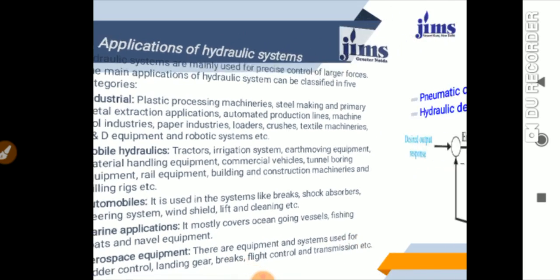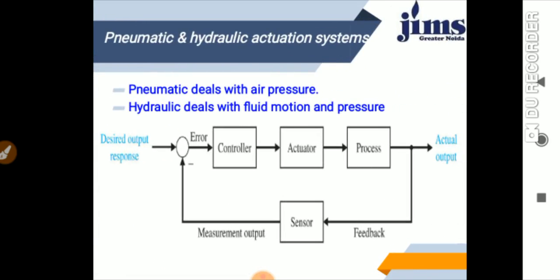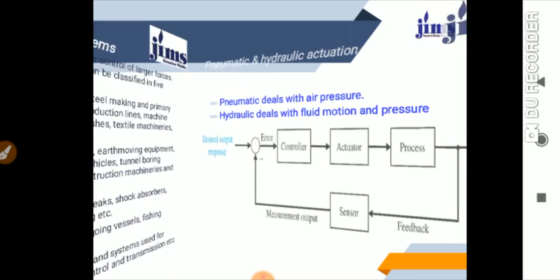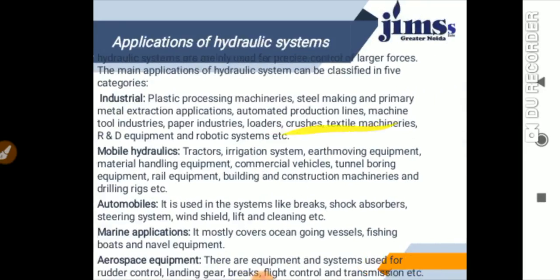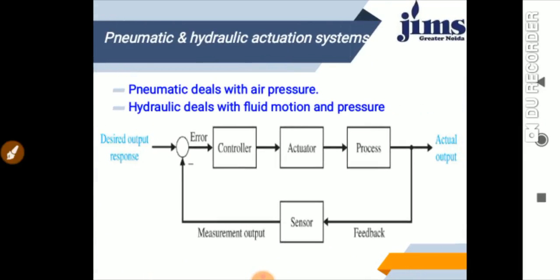Going to the next, we are going to discuss pneumatic and hydraulic actuation systems. Pneumatic deals with air pressure, and hydraulic deals with fluid motion and pressures. See this diagram. I think you people are familiar with this diagram, because this is the diagram of a closed loop control system.